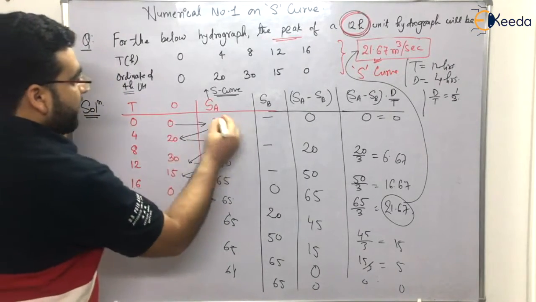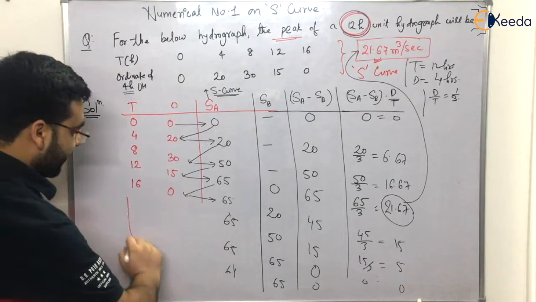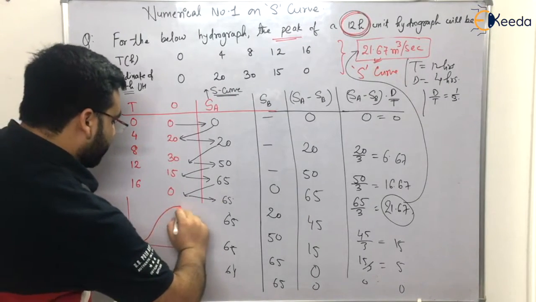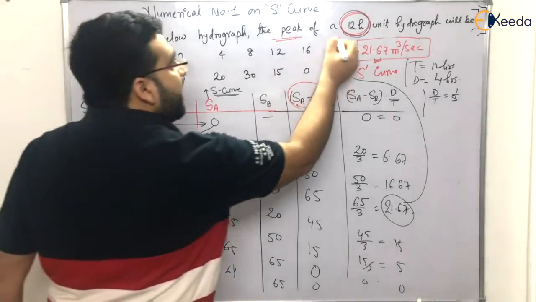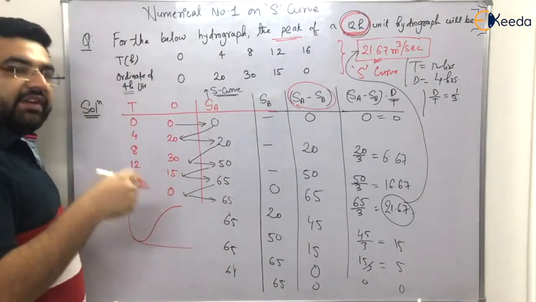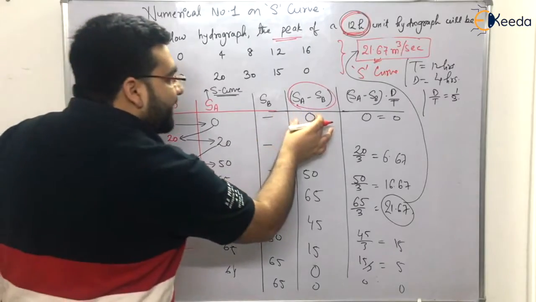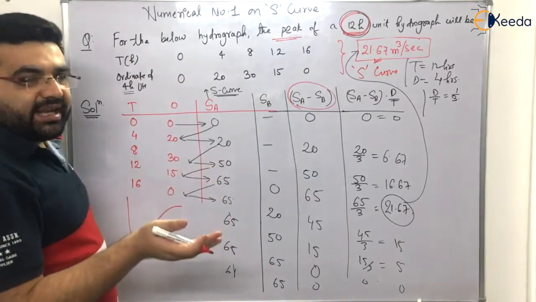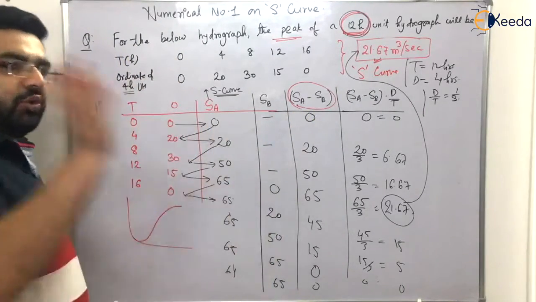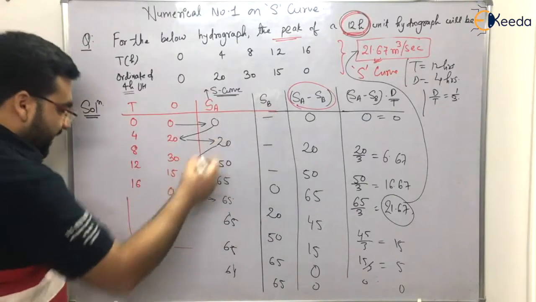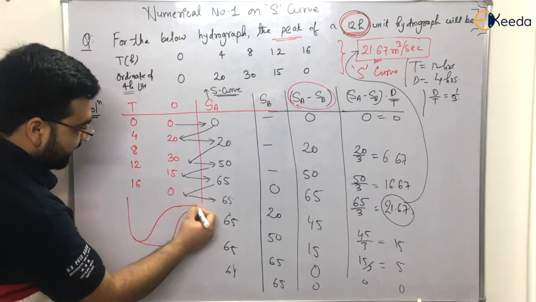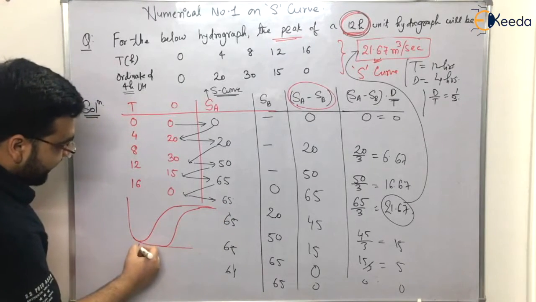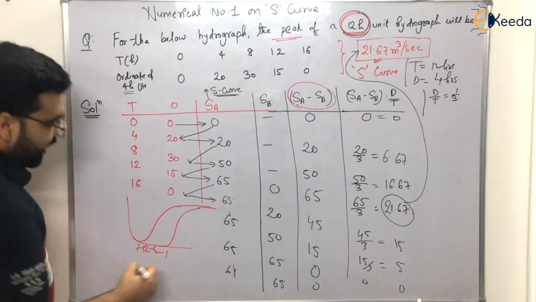So this is one S curve. Let me draw the S curve here. Now this is another S curve which we have lagged by 12 hours. Why? Because the question asked for 12. If 8 had been asked, you would have lagged it by 8. If 7, then by 7. If 13, by 13 and so on. Clear? Now this is another S curve which is lagged by 12 hours.